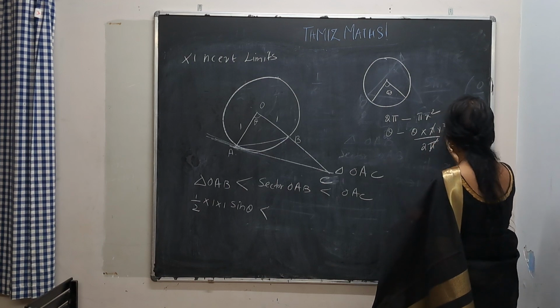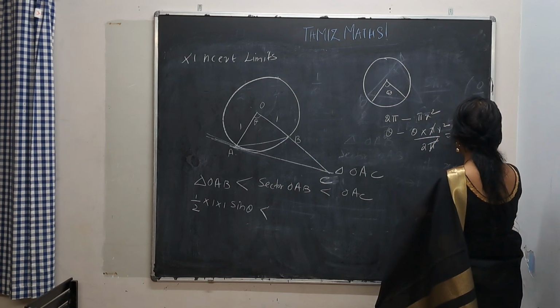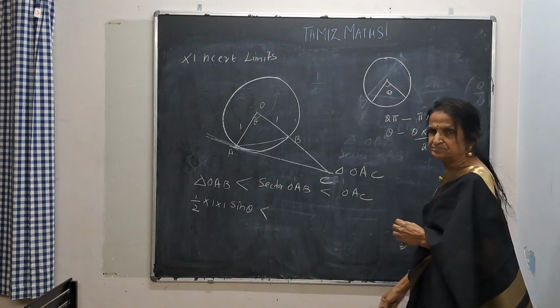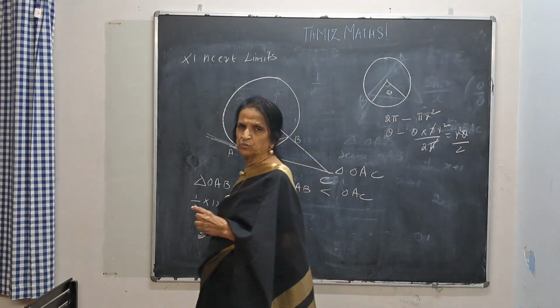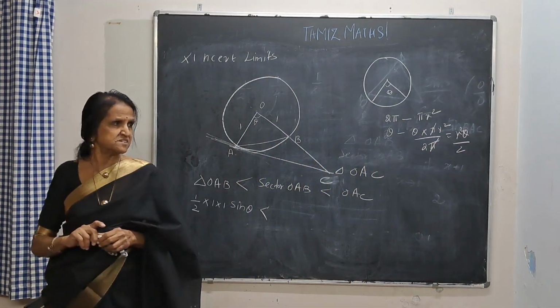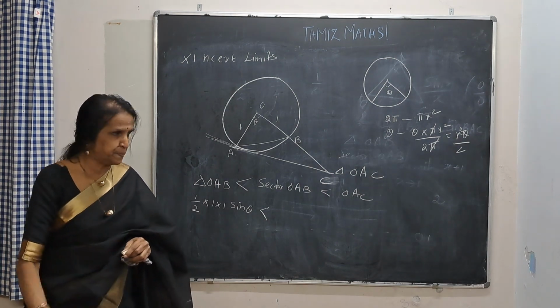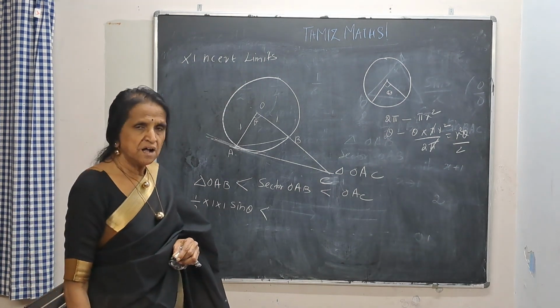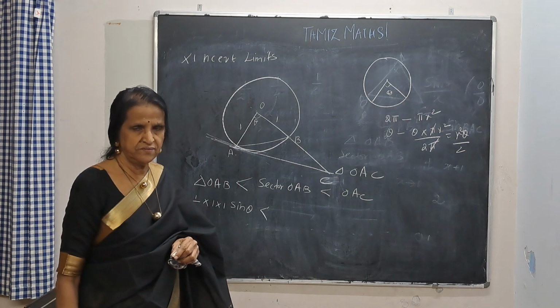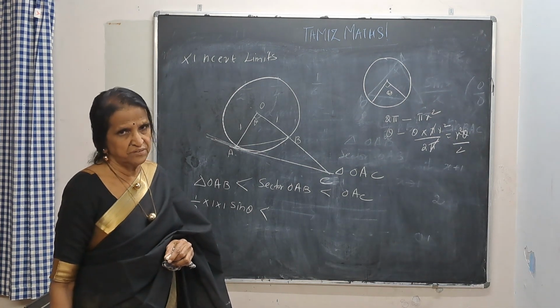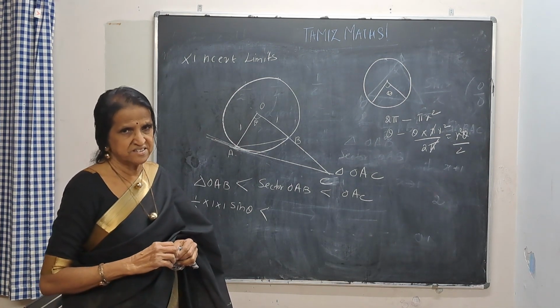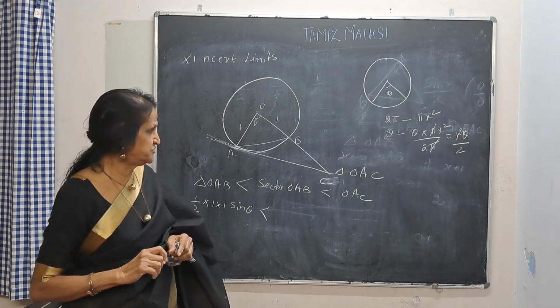Pi and pi will get cancelled. R square theta by 2. Okay, that is measured in radians. So what is area of a sector? It is half r square theta. What is r? Radius. What is theta? Central angle measured in terms of radians.